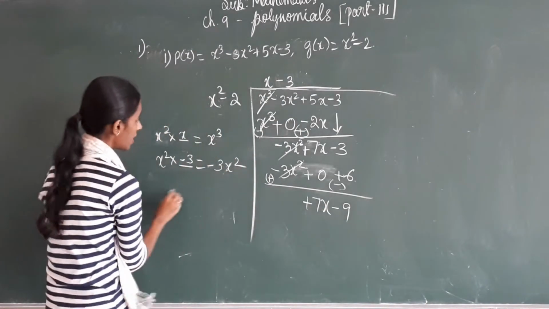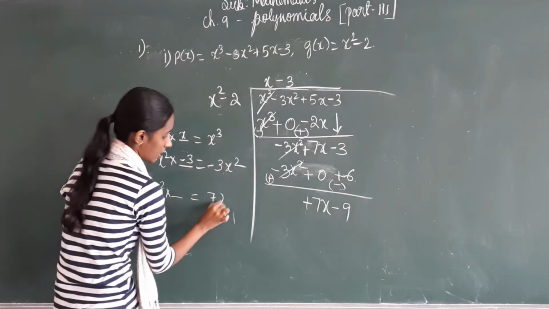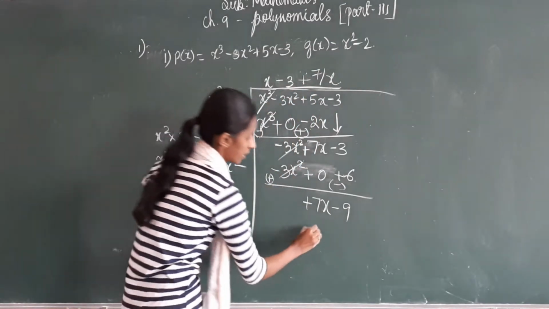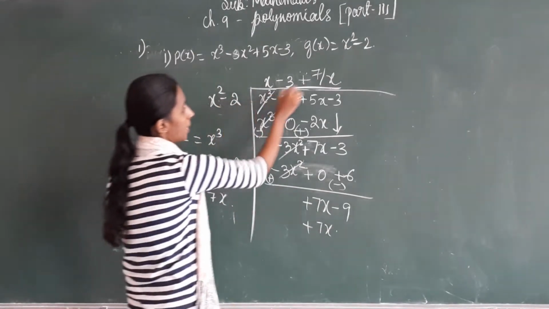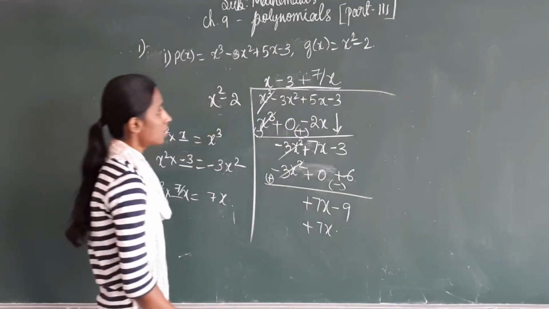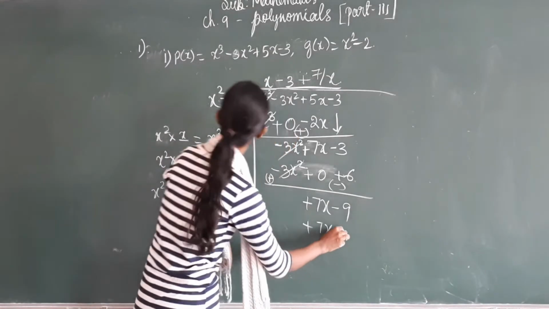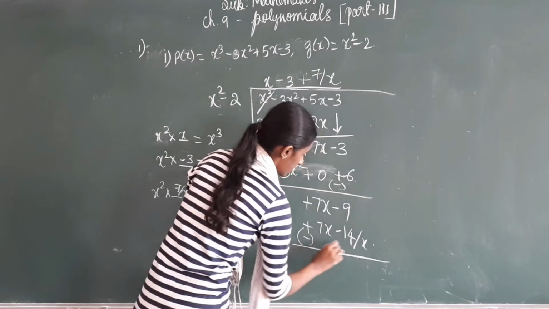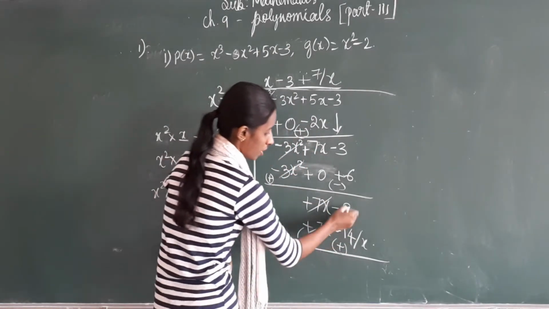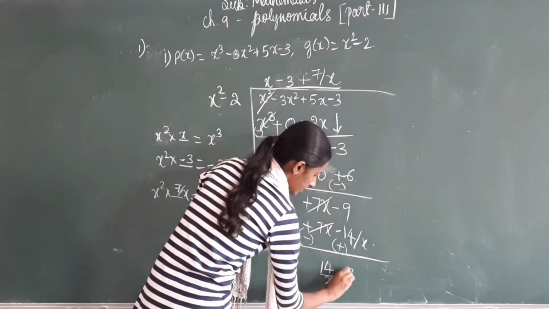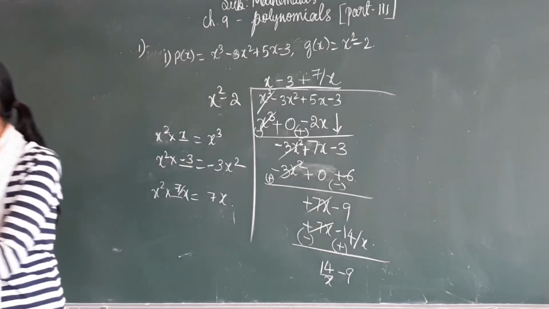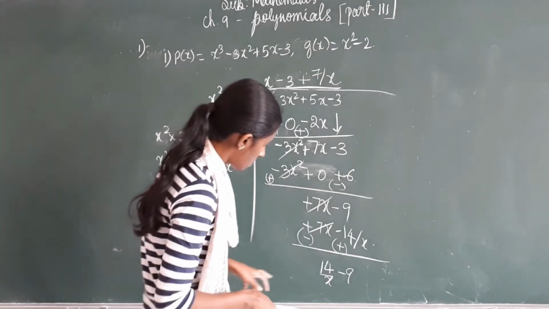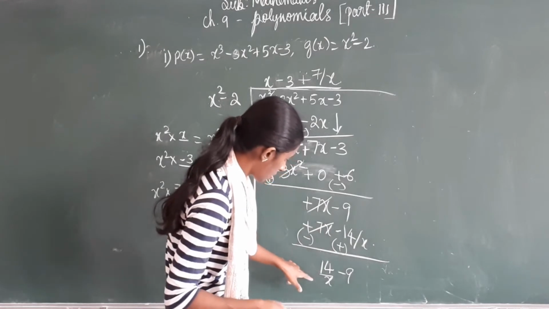Okay. Now again same, x square into dash will give you 7x, 7 by x as I already explained to you. So x square into 7 by x will give you 7x. Okay. Next minus 2 into 7 by x is minus 14 by x. So this gets cancelled. So what do you have? It is minus 9 plus 14 by x.